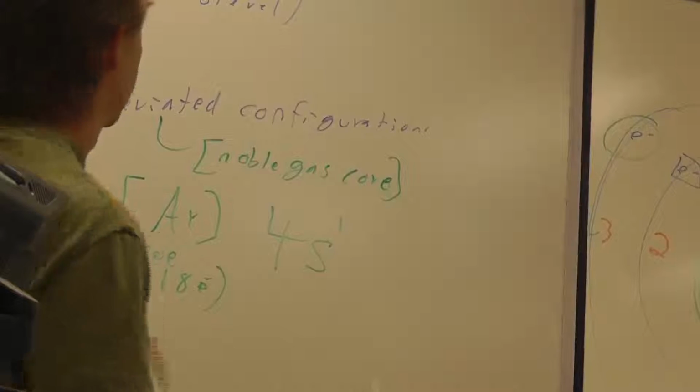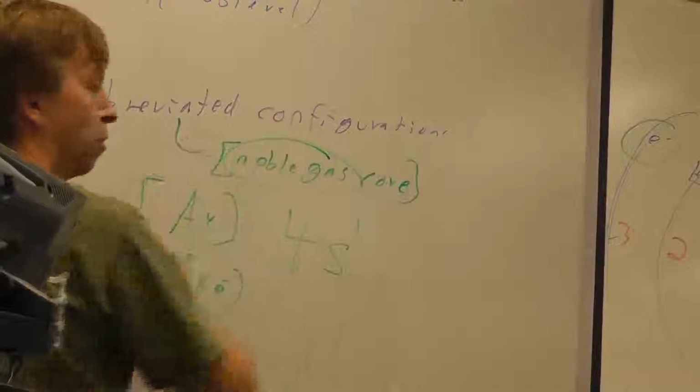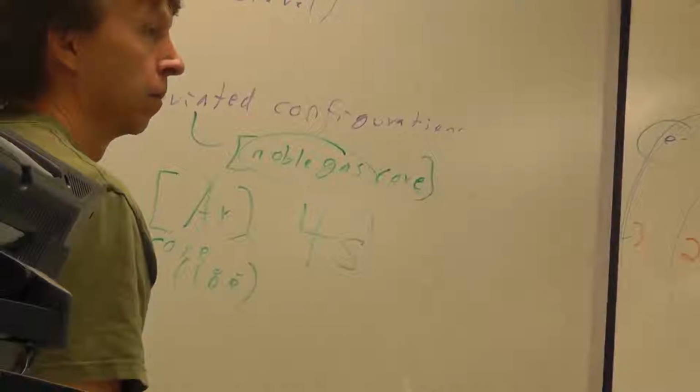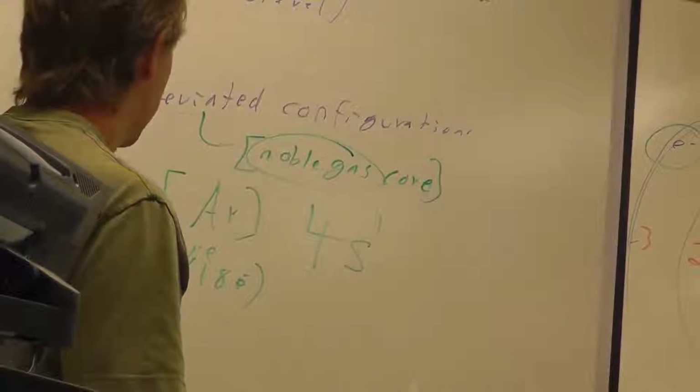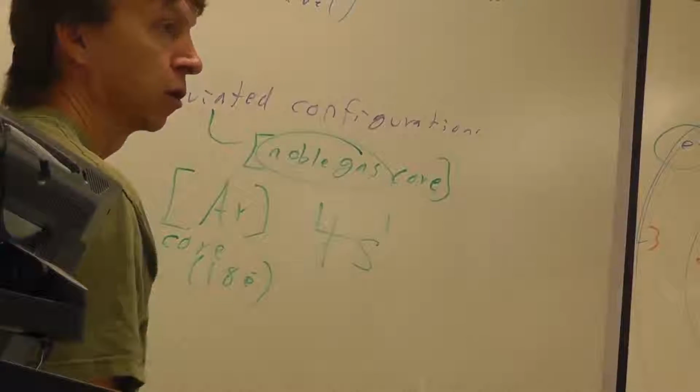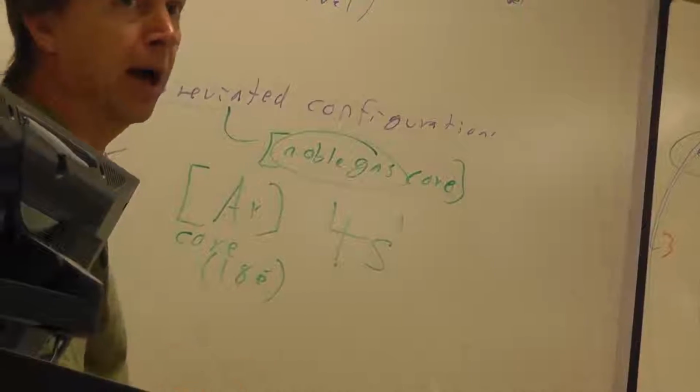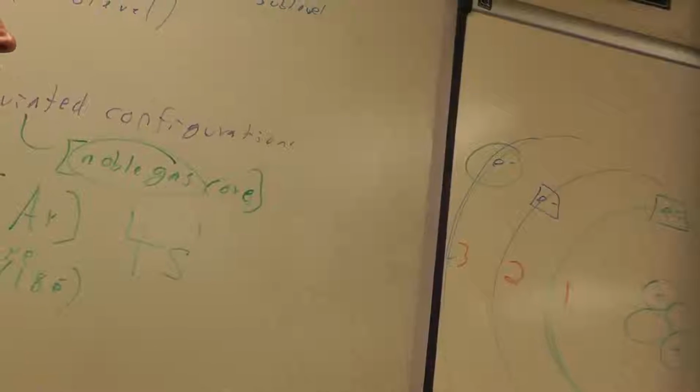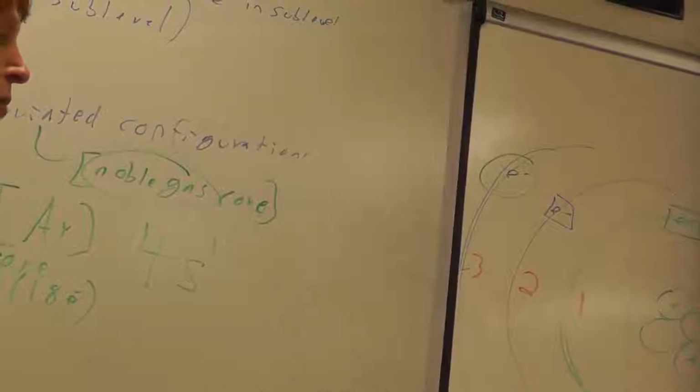You always abbreviate in the form of noble gas. And that's called your unreactive core of electrons. The core electrons are the ones that you are absolutely certain will not react. Never, never, never.